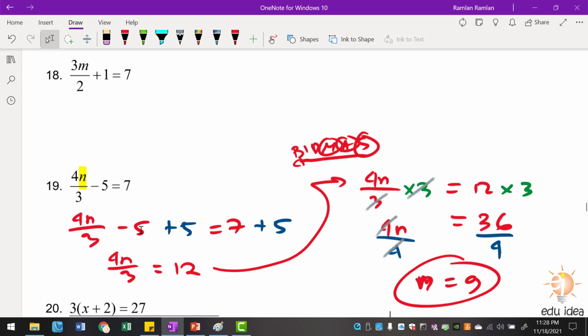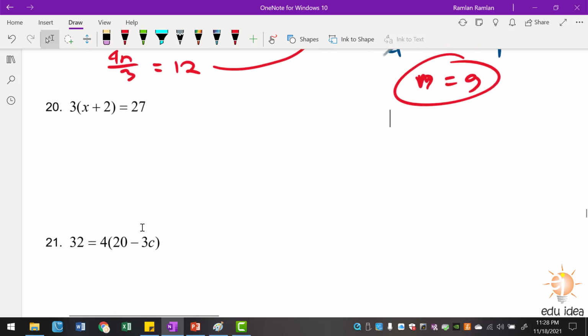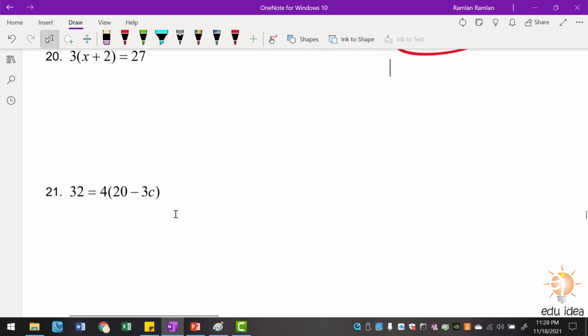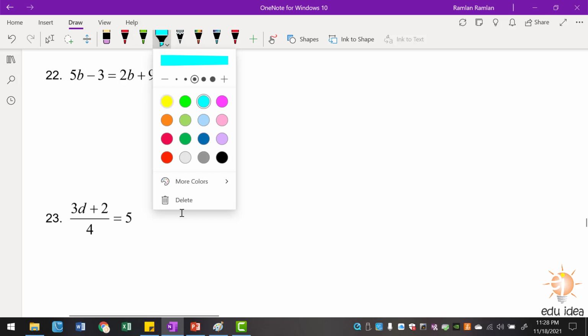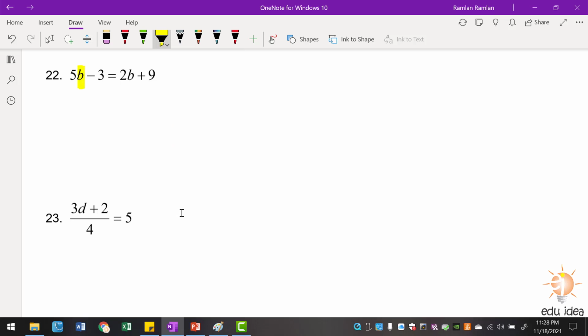Okay, so basically number 20, number 21, number 22, all of them are the same. I'm going to discuss number 22 here. Remember what I said before: when you see an equation, you see the variable. Is it on the left side or on the right side of the equal sign? And here we have both sides, right? So how do you solve this?